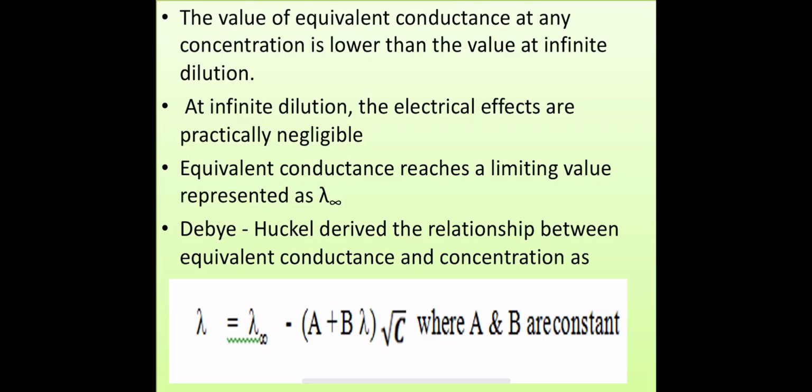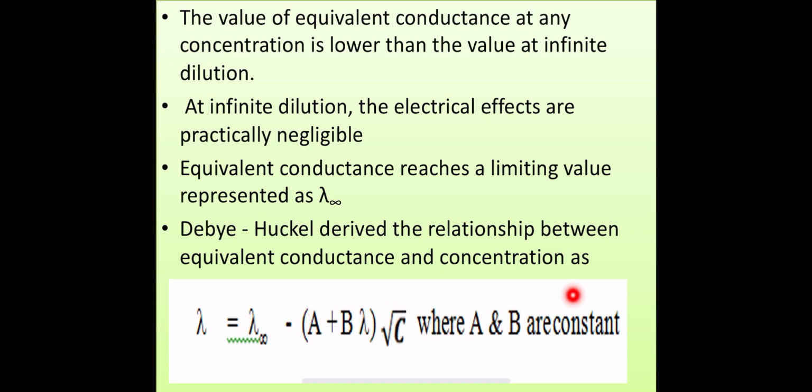He gave a relationship that is lambda, the equivalent conductance, equal to the equivalent conductance at infinite dilution, lambda infinity, minus A plus B into lambda into the square root of C. Here A and B are called constants. One thing we have to note here is that this is an equation for a straight line, that means a linear equation. We will observe a linearity here.